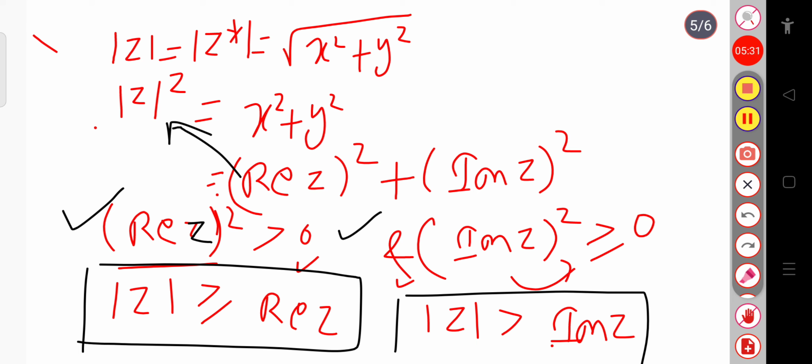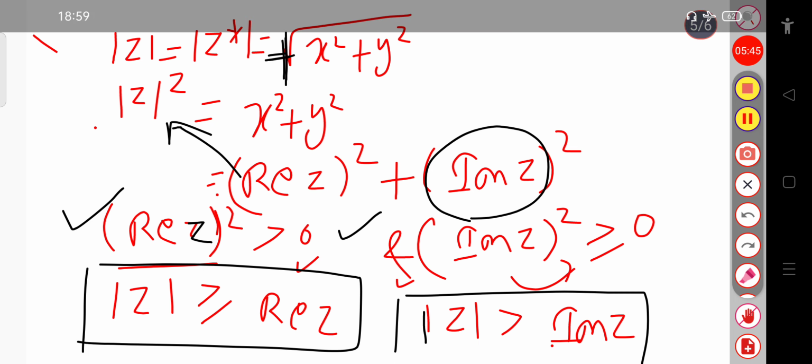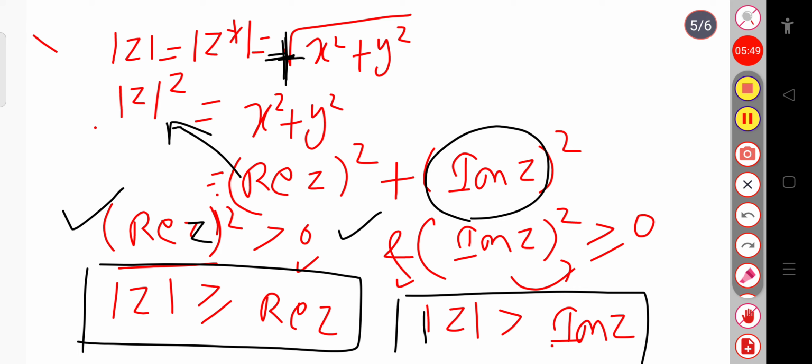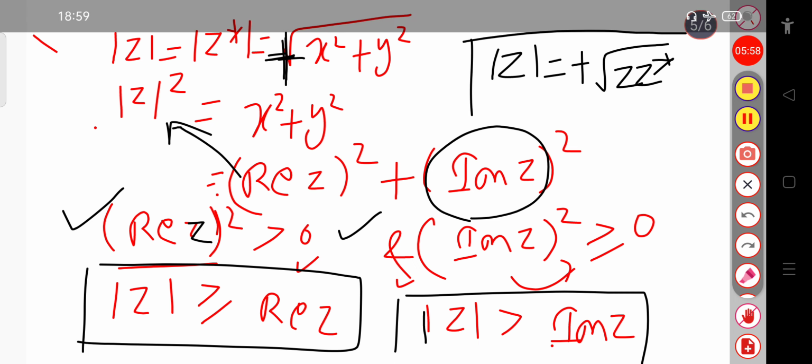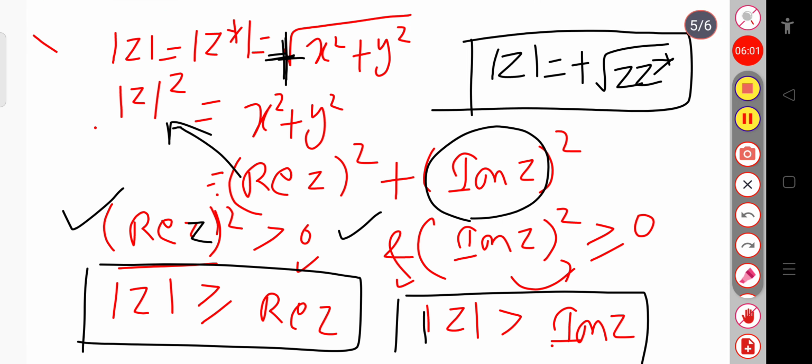Now mod z will be greater than or equal to the real part of z, and mod z will be greater than the imaginary part of z. Always remember that the root sign means only the positive value is considered here. Mod z is nothing but the positive root of z into z star. That is, the absolute value of the complex number z is equal to the positive square root of the product of z and its conjugate z star.